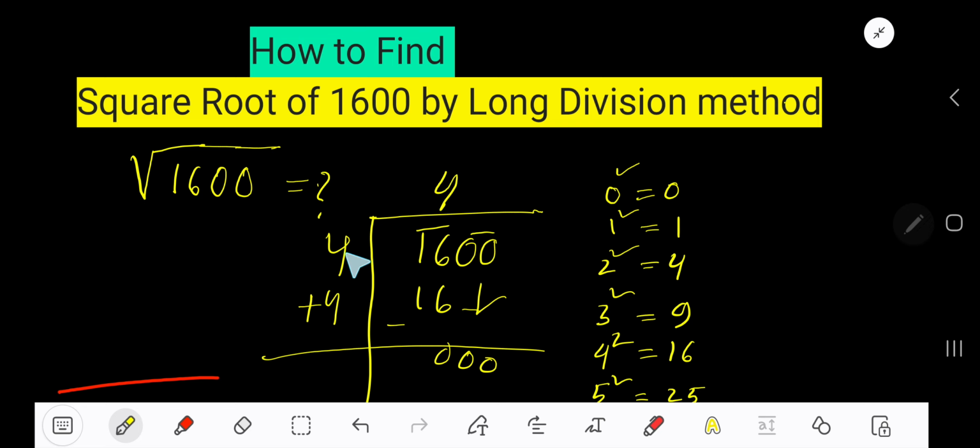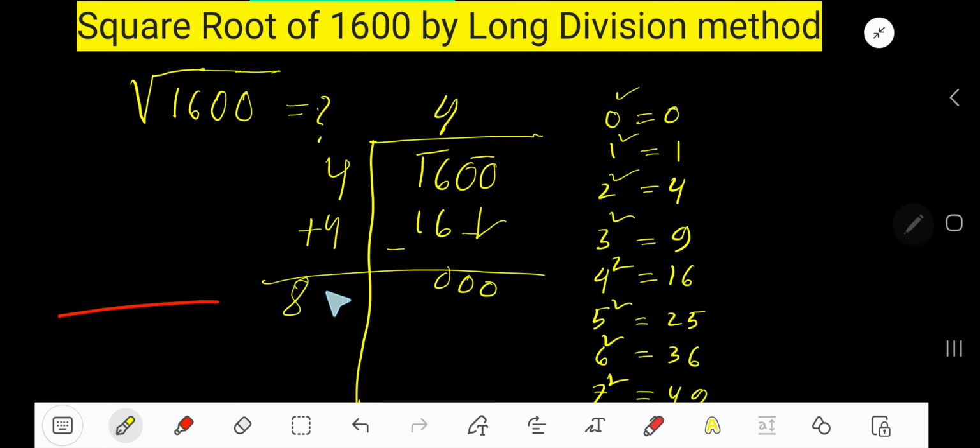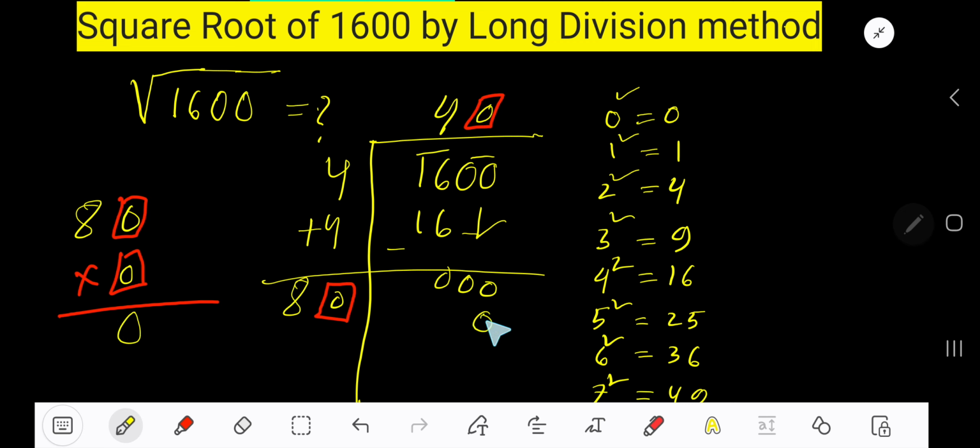You need to add 4 plus 4, 8. Now you have to take a digit that must come here, and if you multiply this and this, you will get a number equal to this or nearest to this. So 8 times this. So 0 times 0 means 0, right? If you take 0 here, 0 times 80 is 0. So 0 times 80 is 0.